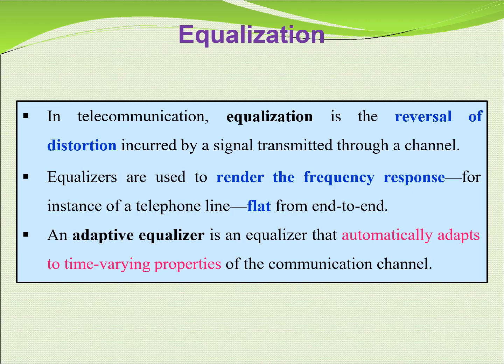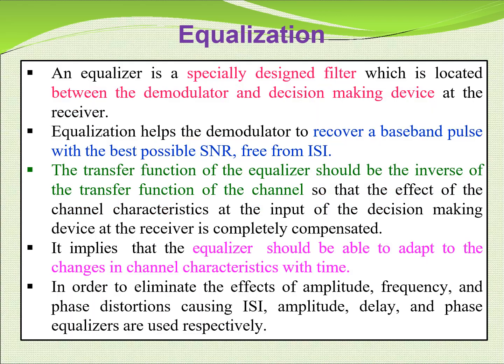Equalization. In telecommunication, equalization is the reversal of distortion incurred by a signal transmitted through a channel. Equalizers are used to render the frequency response, for instance of a telephone line, flat from end to end. And an adaptive equalizer is an equalizer that automatically adapts to time varying properties of the communication channel.